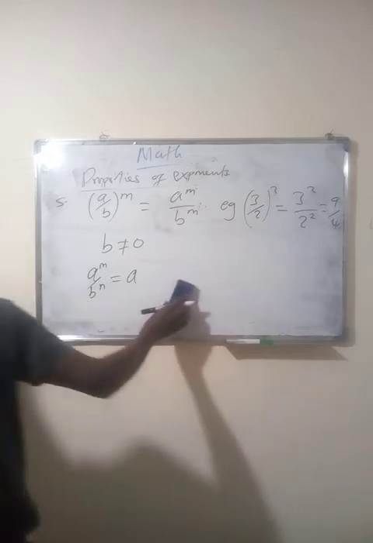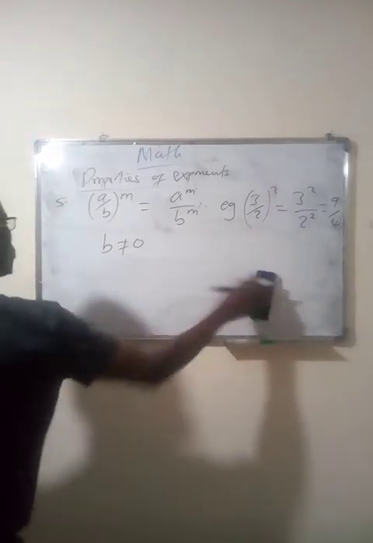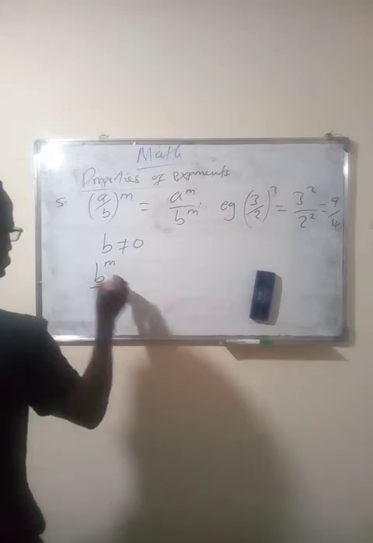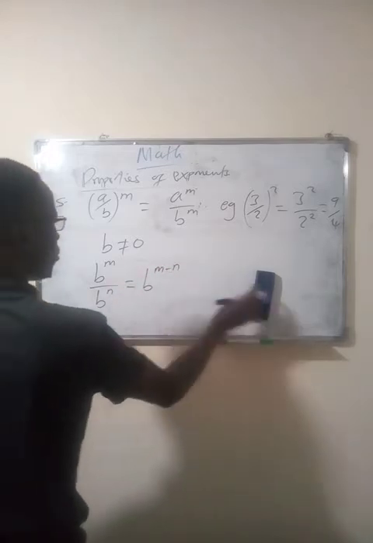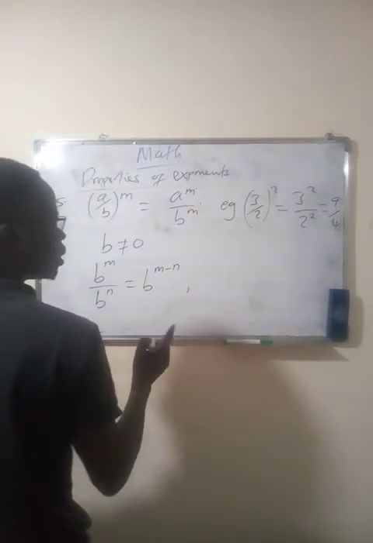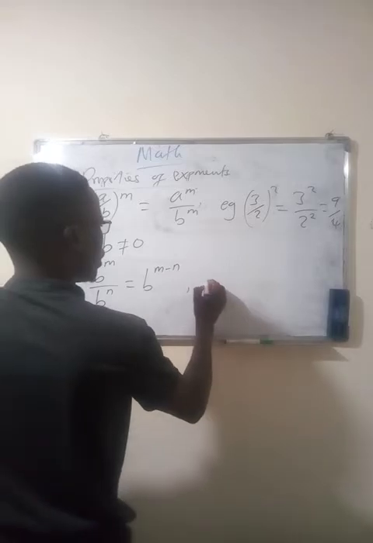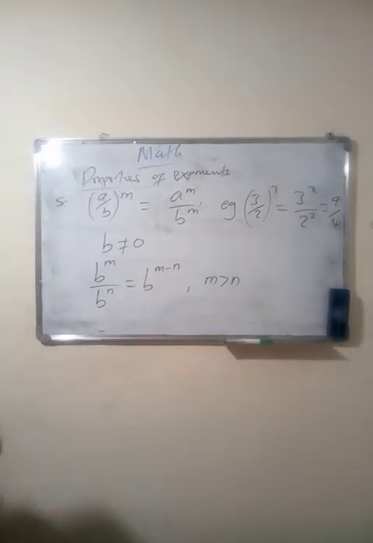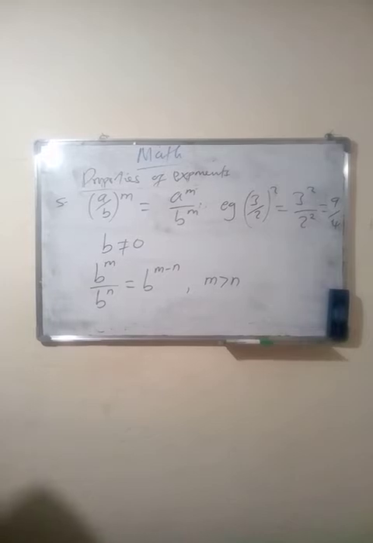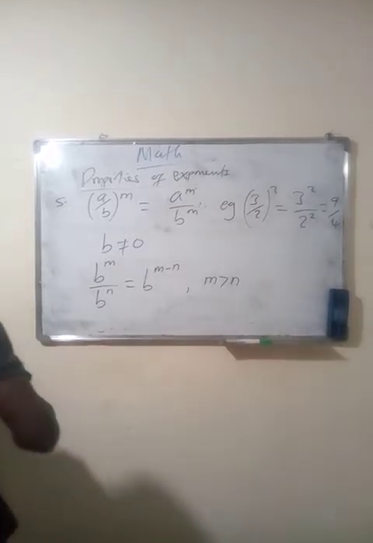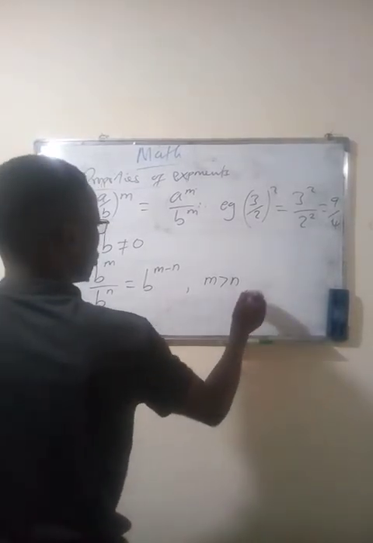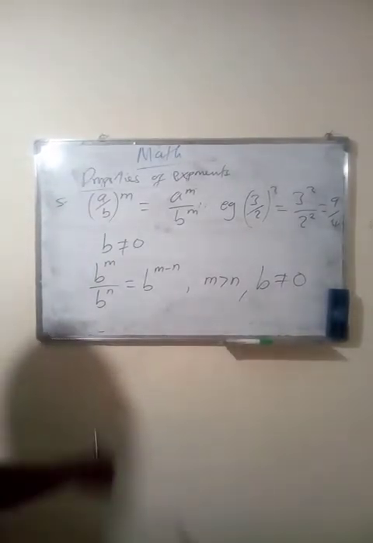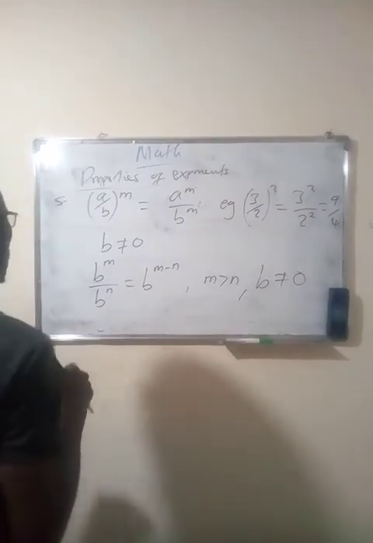Sorry about that. Should be B to the power M. I gave this one, B to the power M divided by B to the power N. This is equal to B to the power M minus N. Now this should only happen if M is greater than N, because at this point we don't want the power to become negative. I think I didn't give this condition. And again, this should also be if B is not equal to 0. B should never be equal to 0, because if B is equal to 0, then it's going to be undefined. So those are some of the properties that we can look at.